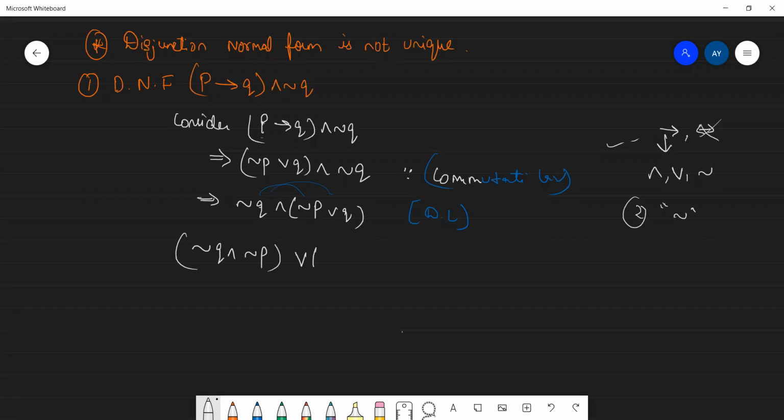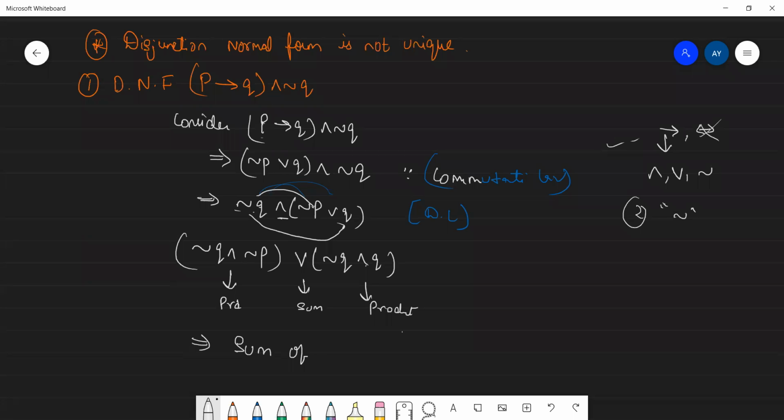right? Or negation Q and Q. So this is what it is. I'm just distributing negation Q and negation P. This is finished. Again, negation Q and negation P, negation Q and Q. What is negation P and P? This is a product, right? This is product. This is sum. Again, this is also product.